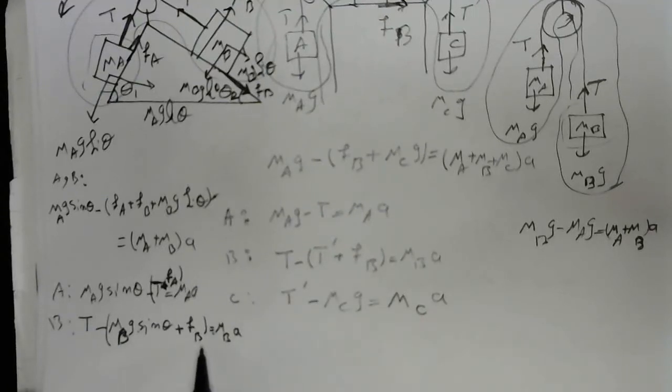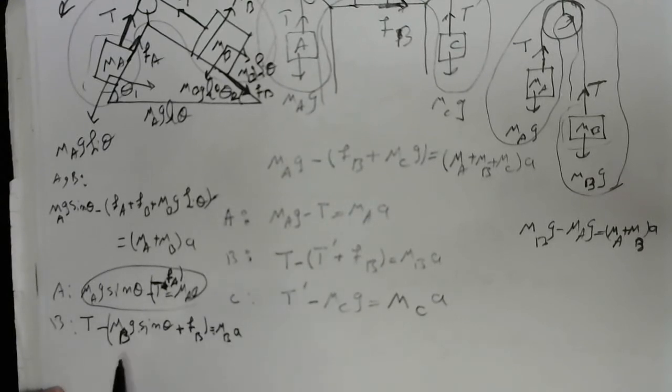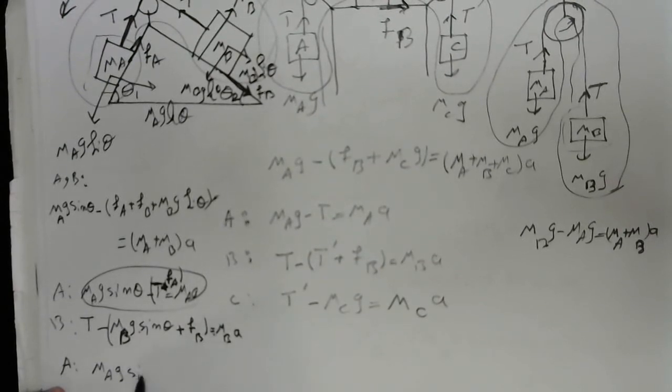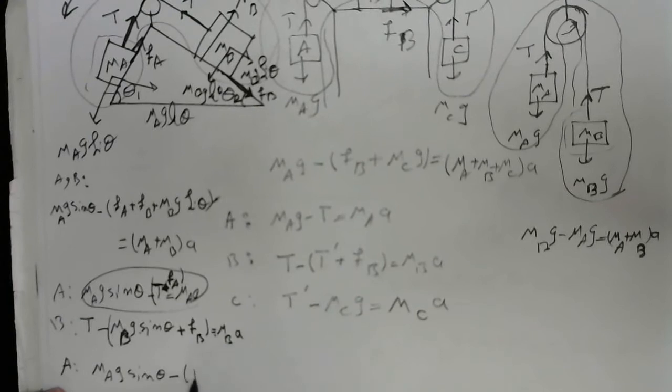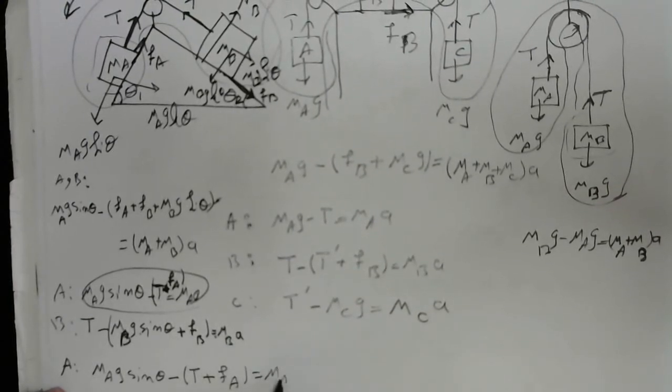Plus FB is MBA. This is for me. I rewrite this one because it's maybe not very clear. So if I put this one here: MAG sine theta minus T plus FA is MAA.